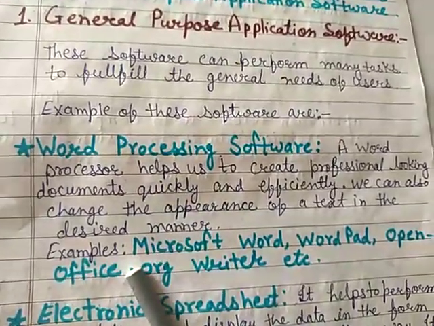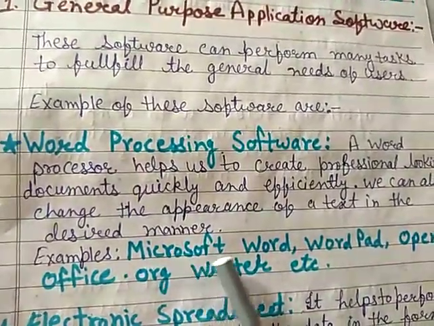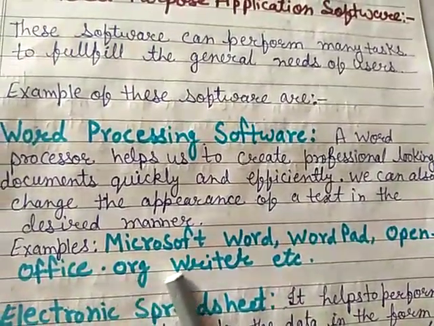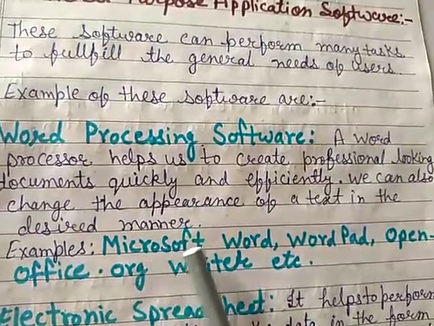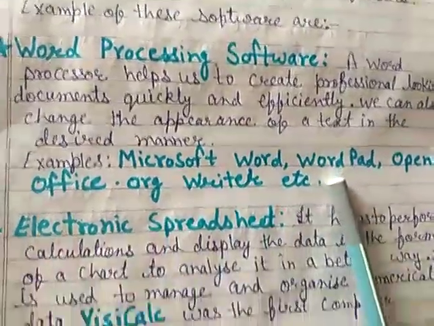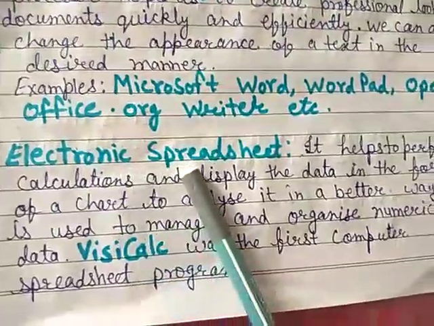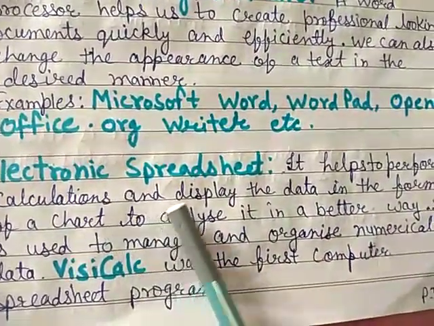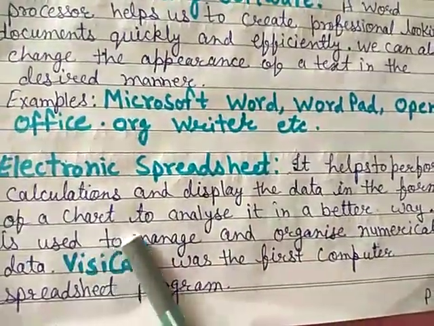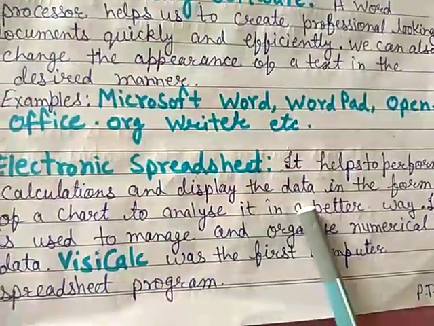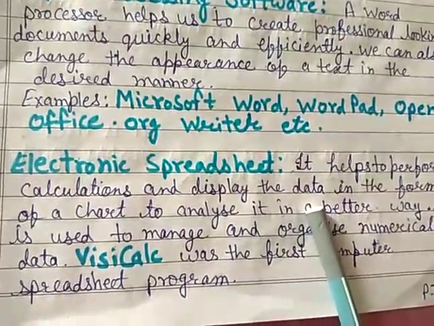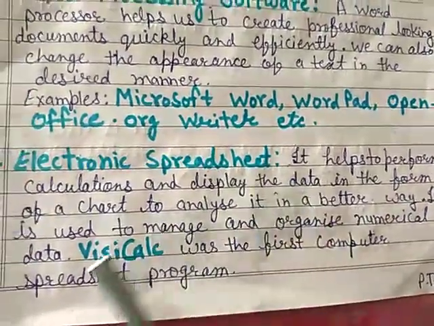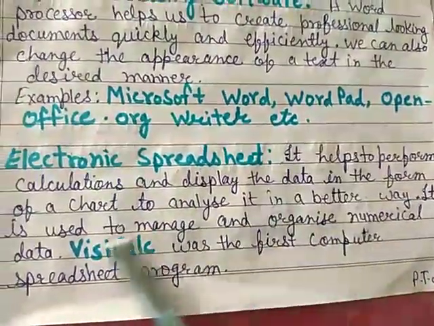Now the examples of word processing software are Microsoft Word, WordPad, OpenOffice.org Writer, etc. We already have used Microsoft Word and WordPad. The next one is electronic spreadsheet. It helps to perform calculations and display the data in the form of a chart to analyze it in a better way. That means if you want to analyze your data in the better way, you will use electronic spreadsheet software. It is used to manage and organize numerical data.